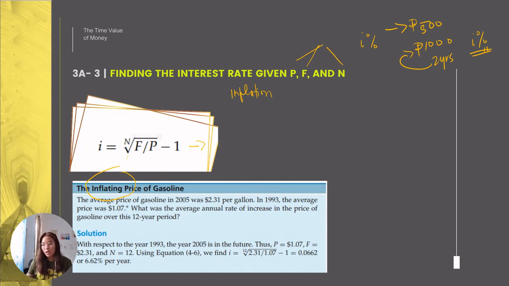Like, for example, given the average prices in different years, tanaw nimo ang different years ng mga prices, you can use the relationship between P and F to solve for the inflation rate. So that's what we will do in our example. The average price of gasoline in 2005 is 2.31 per gallon. And katong 1973, ang average niya was 1.07. What was the average annual rate increase in the price of gasoline over this 12-year period of time?